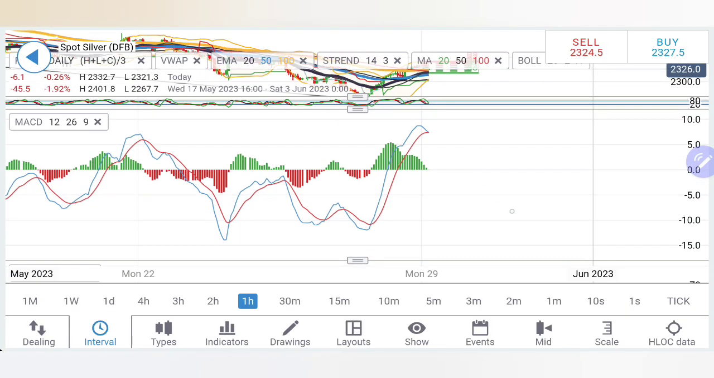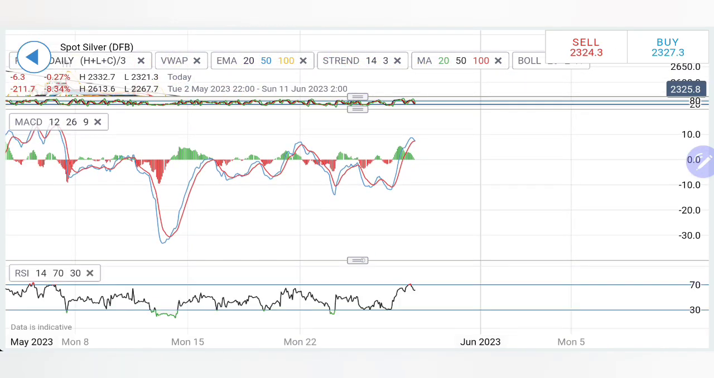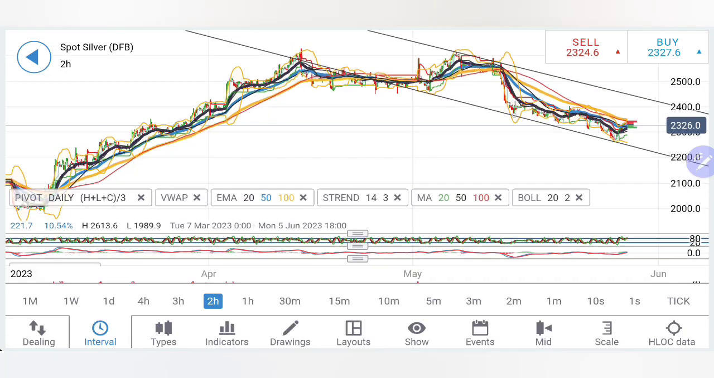See, stochastic has dropped here. MACD. Now look at MACD on the hourly chart. It has given a good, strong bullish streak here. Now it is trying to cross over. This is a bearish sign on the hourly chart for silver. RSI was overbought too. It has come down to lower levels.